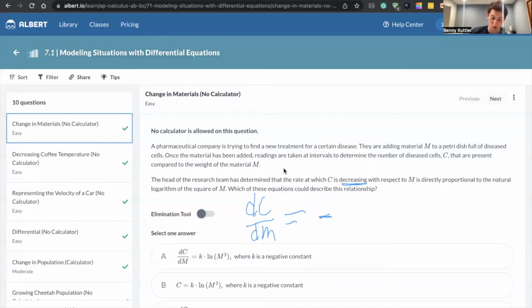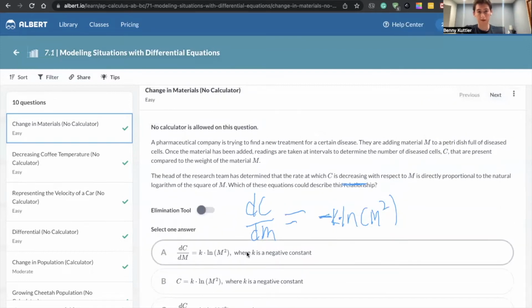It's directly proportional to the natural logarithm of the square of M. So if something's directly proportional, it goes in the numerator, which is just being multiplied. So ln, the natural logarithm of the square of M, so M squared. And because it's proportional, we have to add some proportionality constant K, just to show that it doesn't necessarily need to be ln of M squared. It's proportional by some constant K.